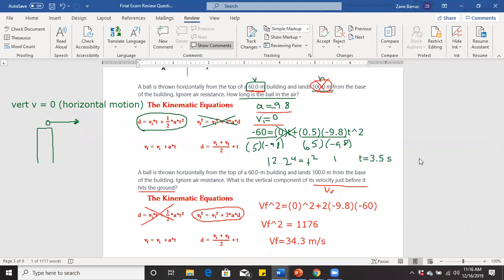So when I ask myself, can I envision this ball traveling at about 34.3 meters per second as it hits the ground? Kind of hard for us to envision that, but it's not a huge number. Remember that as we drop this ball, it's constantly picking up speed for every second that goes by. So if it's traveling 3.5 seconds and it's picking up speed for the duration of that 3.5 seconds, it's totally reasonable. It totally could work.